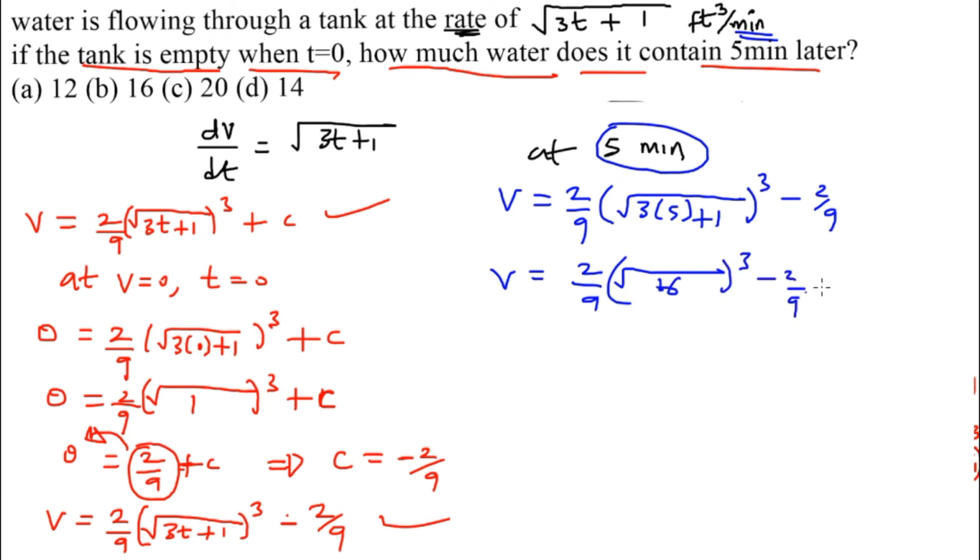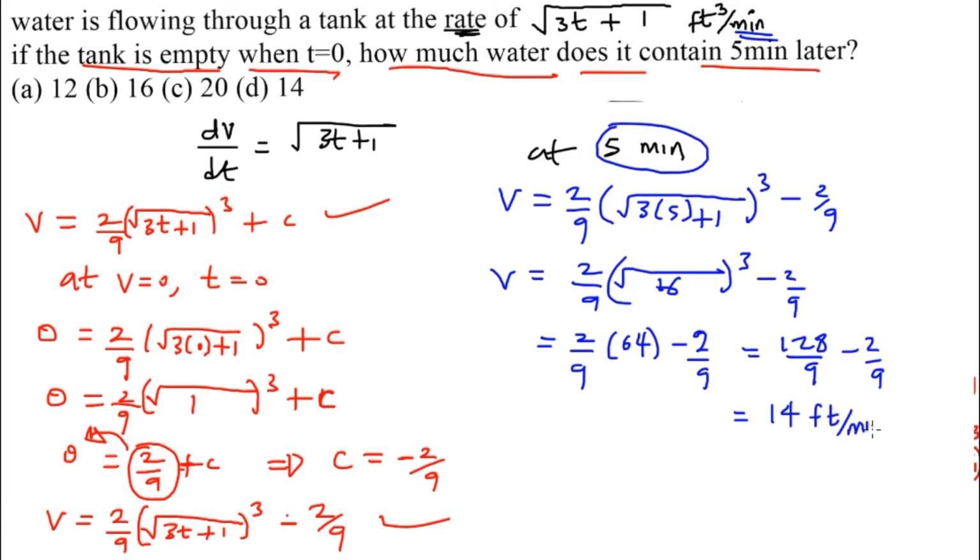If you press this directly on your calculator, you have the right answer, but let me just boil it down a little bit. The square root of 16 is 4, and of course 4 raised to power 3 is 64, minus 2 over 9, and of course 2 times 64 is 128 over 9 minus 2 over 9. If you press this directly on your calculator, you will arrive at 14, that is 14 feet cubed per minute. That's option D, very correct.